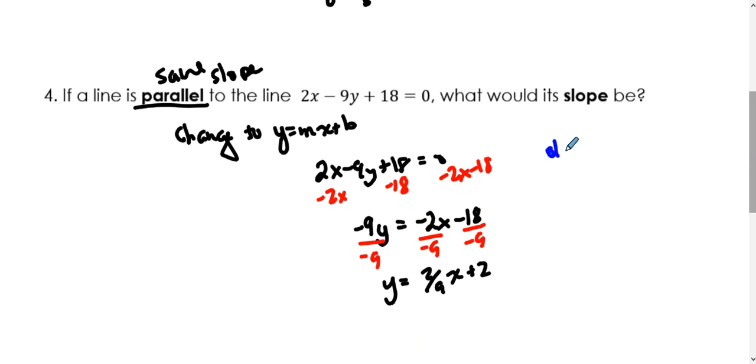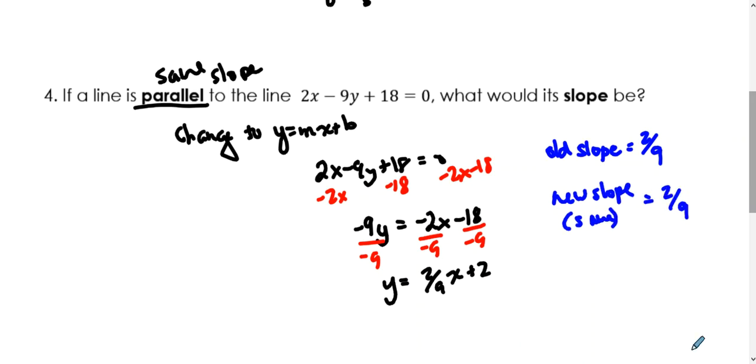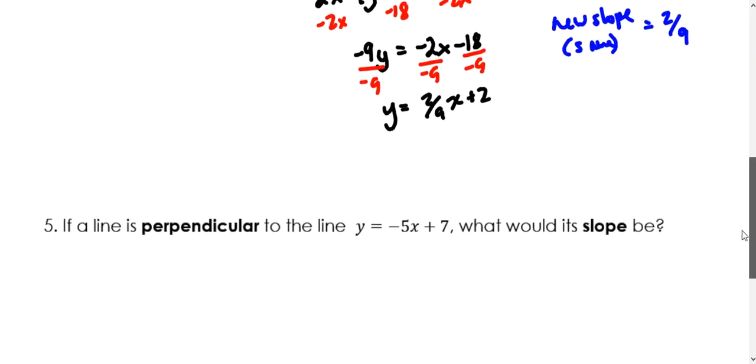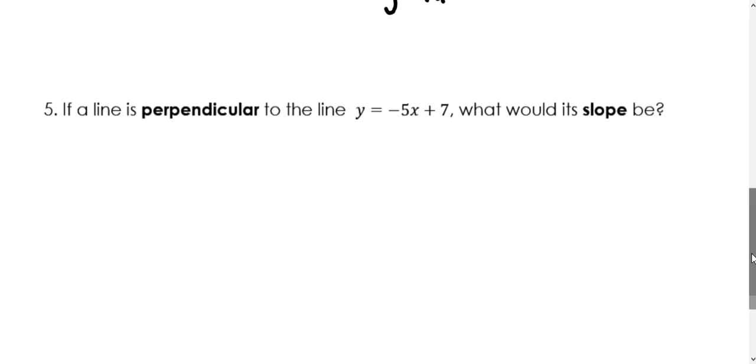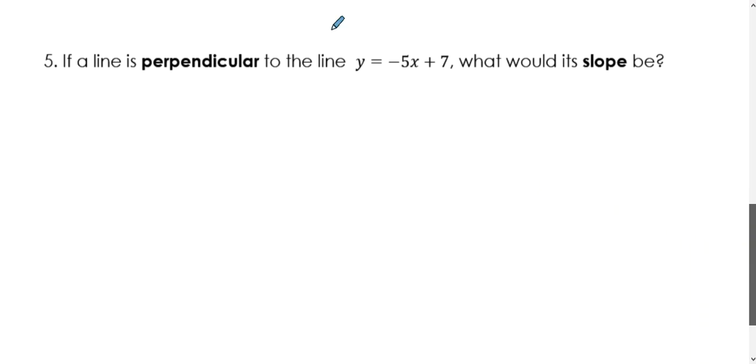All right, old slope is 2 over 9. Well, my new slope has to be the same. So I can look at that. Well, this one's pretty easy.